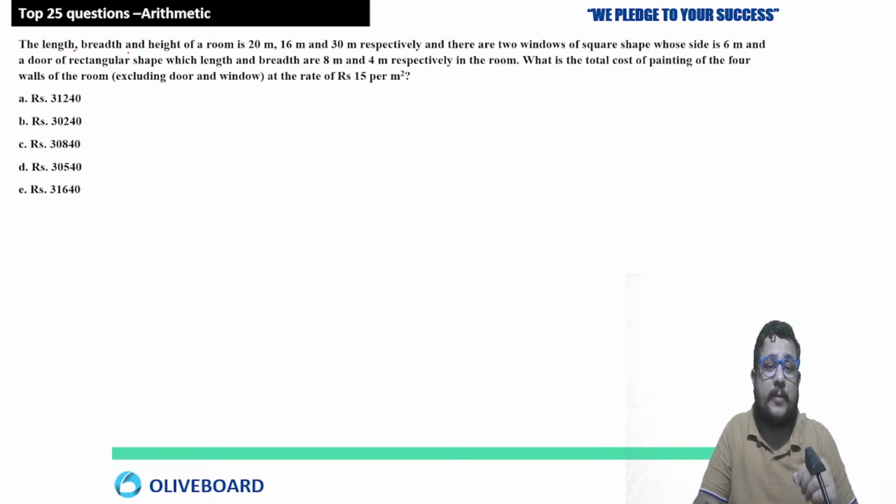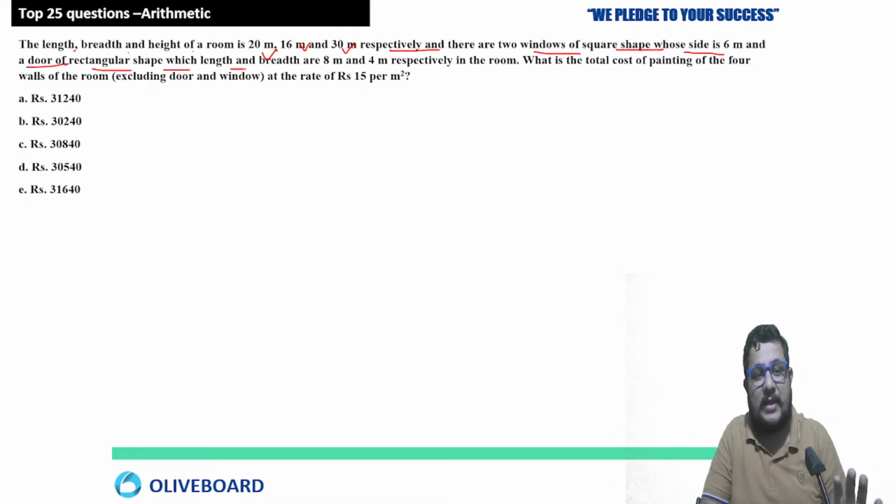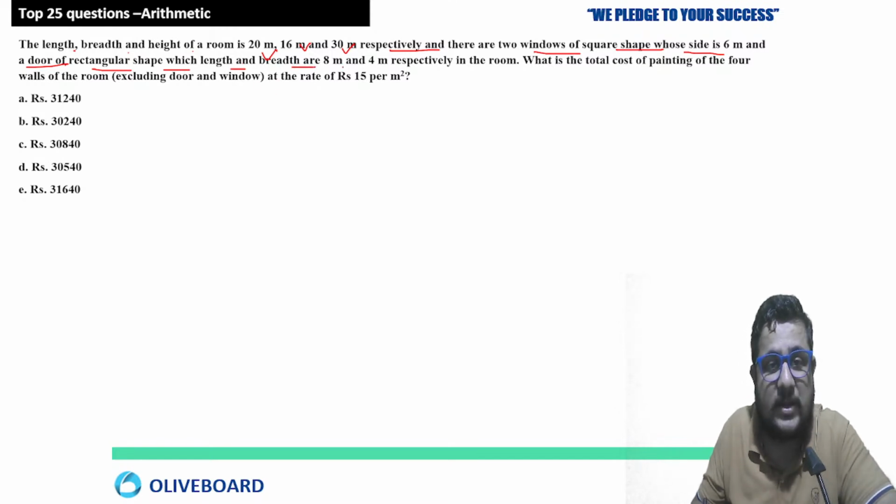Now this one: length, breadth and height of a room is 20 meter, 16 meter and 30 meter respectively. There are two windows of a square shape whose side is 6 meter, a door of rectangular shape whose length and breadth are 8 meter and 4 meter respectively in the room. What is the total cost of painting the 4 walls of the room, excluding door and window?